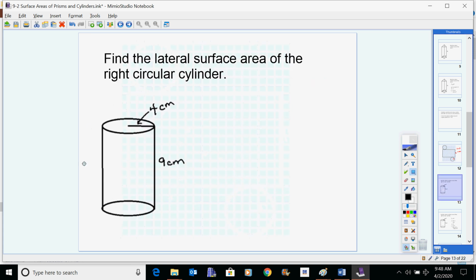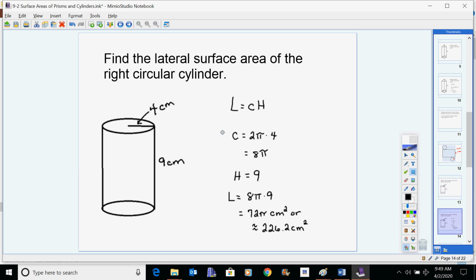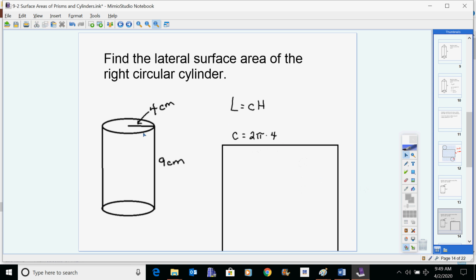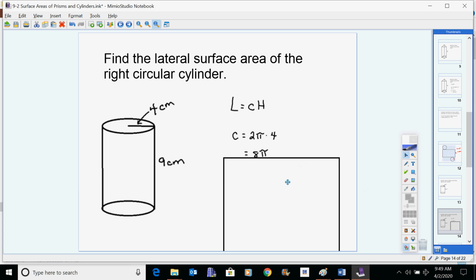So for this example, we have a right circular cylinder, which means it's got a circle on the top and bottom, and it's nice and straight and tall. It's not squished over. And so we need to use that formula that you have. The lateral surface area is the circumference of the base times the height. Circumference, we remember, is 2 pi r. So I have 2 times pi times 4, which is 8 pi.